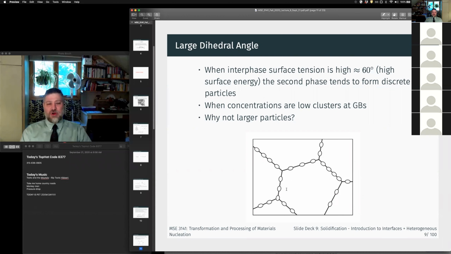Why don't we just get one big cluster, one big chunk? After all, we would minimize the surface to volume by doing that, right? So for a given amount of whatever the secondary phase is, if we made one big spherical chunk of it, we would minimize its surface area.